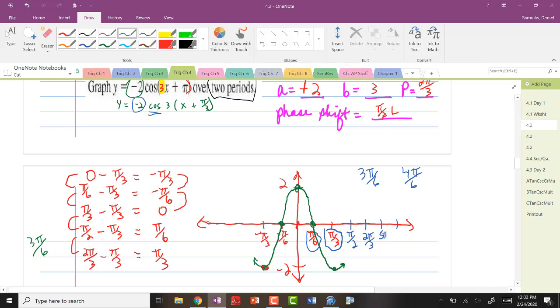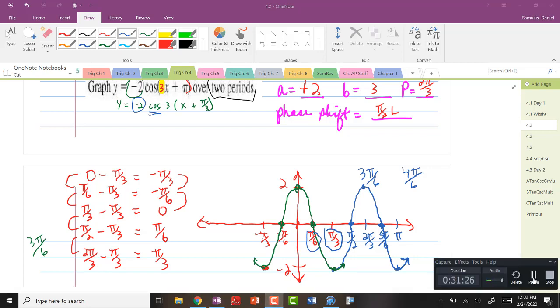5 pi over 6. 6 pi over 6. You're already ahead, your head will be spinning, I'll mark you wrong. What's 6 pi over 6? Pi. And then we can continue the insanity. Alrighty. Press pause. Let you sink your teeth into that one.